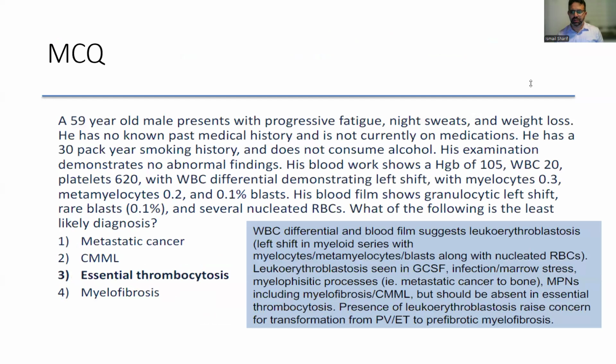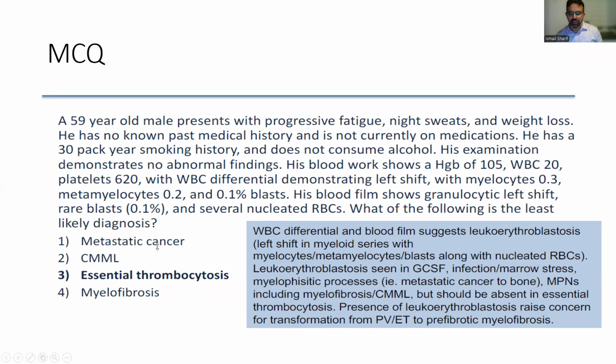Going back to our case, this patient has cytopenia, hemoglobin 105, leukocytosis, and high platelets. They also have blasts, and several nucleated red blood cells are seen. So this is a leukoerythroblastic picture. What is the least likely? So let's look at them one by one.